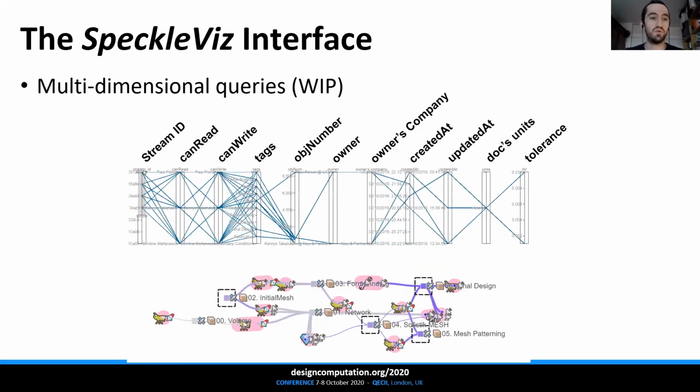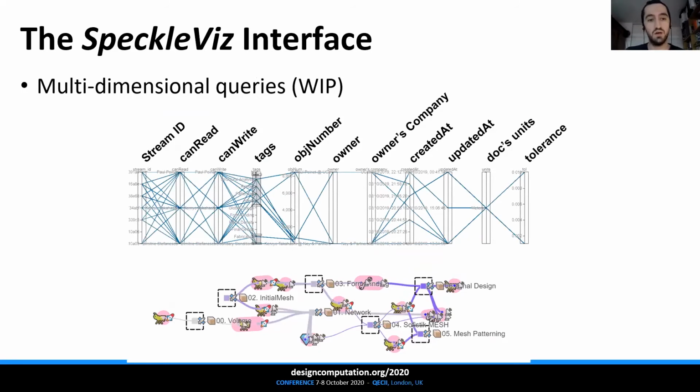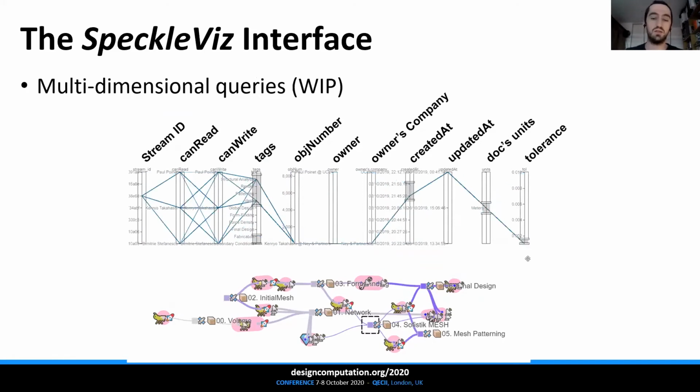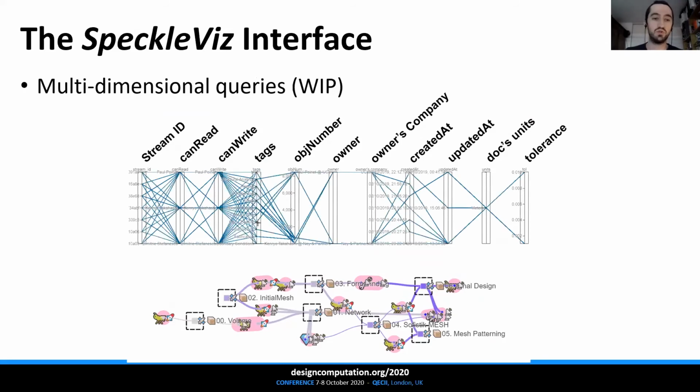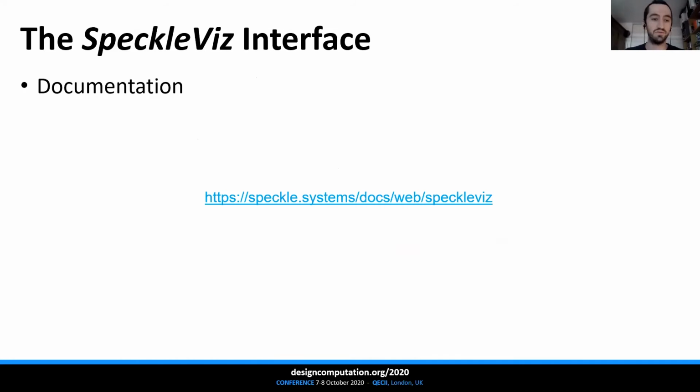You can also perform multi-dimensional queries. Also, this is only work in progress, and it's not exposed right now on the interface. So I talked about tags, but you can also filter by when it was created, when it was updated, the tolerance of the documents, the owner, the object number, like everything that Speckle basically keeps track of.